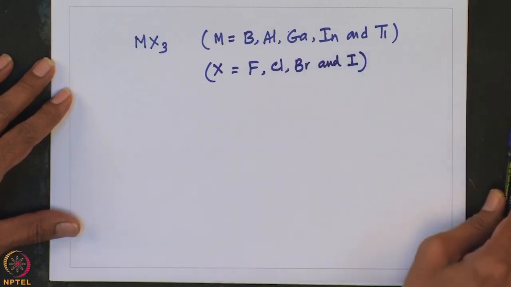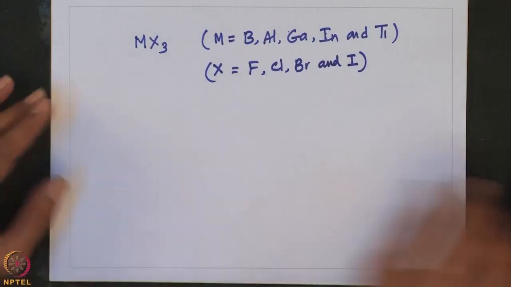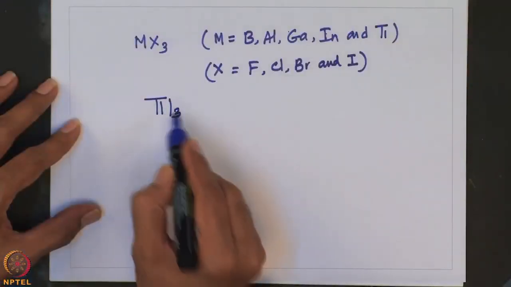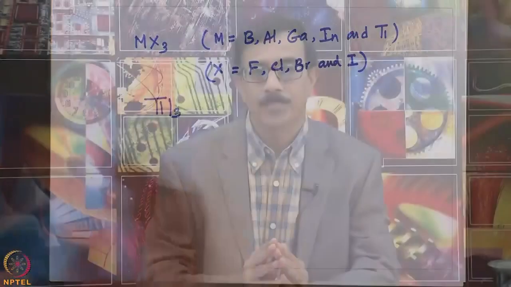Okay, so all combinations are possible with an exception of thallium triiodide. The reason is very simple. Any combination of highly oxidizing and highly reducing species is unstable, and here thallium plus 3 is essentially oxidizing in nature and I minus is reducing. So, as a result, what happens? This one is unstable.